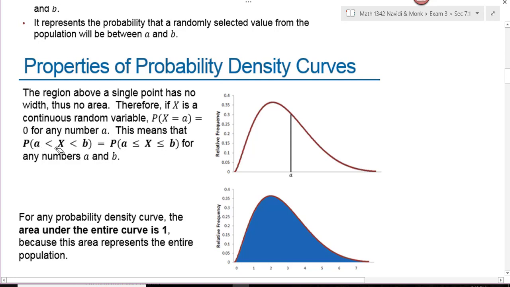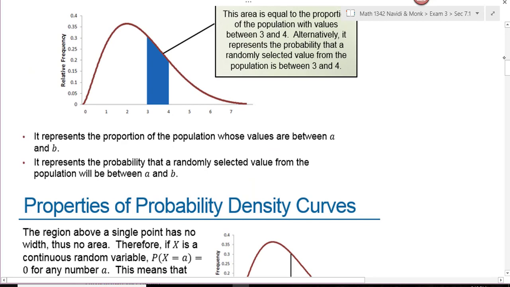This means that the probability that x is between two numbers is the only probability that we can find. I can find an area or a probability between two given numbers. So in this section, we're not going to be finding the probability that x equals 4, like we did with the binomial distribution. We're going to be looking for the probability that x is between 2 and 3, or the probability that x is greater than 5, those kinds of things.